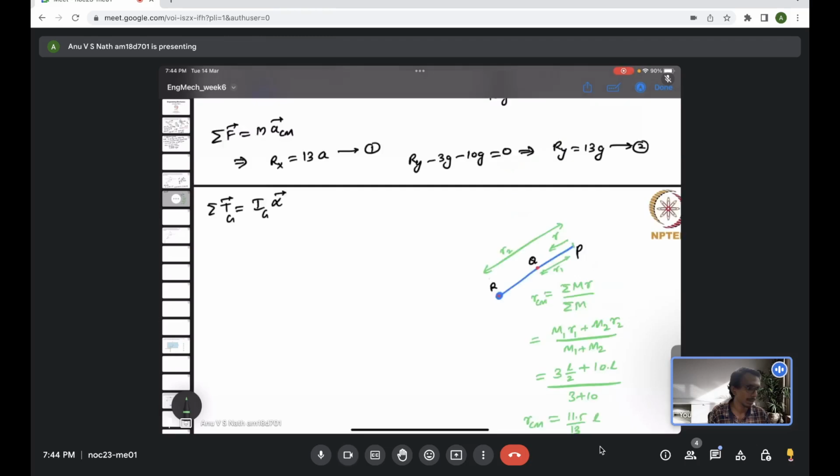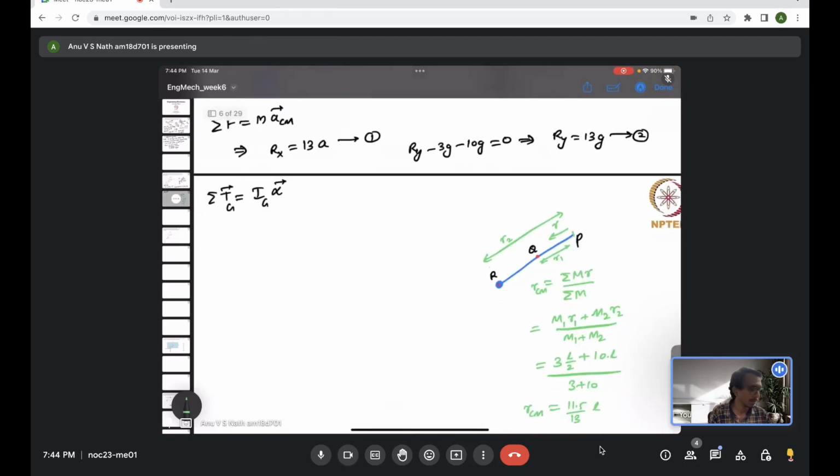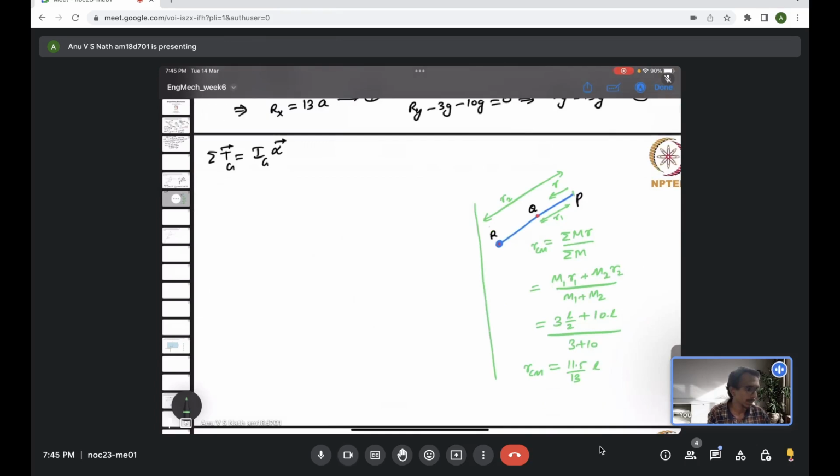L is around 0.5 meter, but I am right now not substituting it. The idea here is that the center of mass, r center of mass, which is the position of the center of mass measured from the same coordinate center we started with.